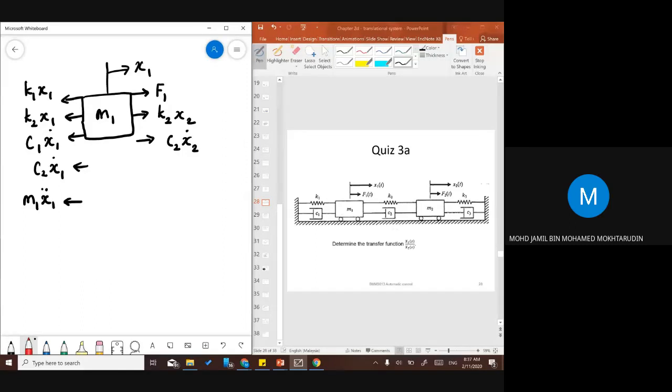If you get this free body diagram correct, then you get 2 marks. If let's say you get only one section, or one side of the forces of the free body diagram correct, then 1 mark here and 1 mark here.